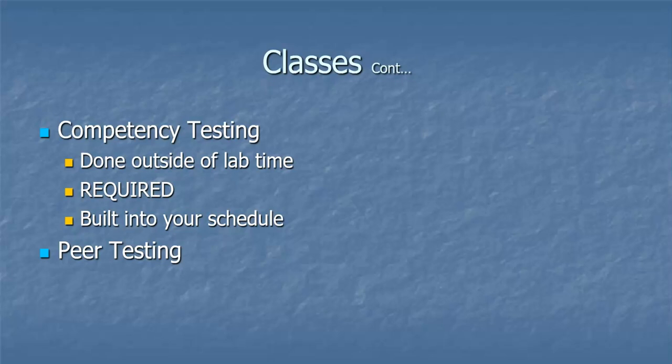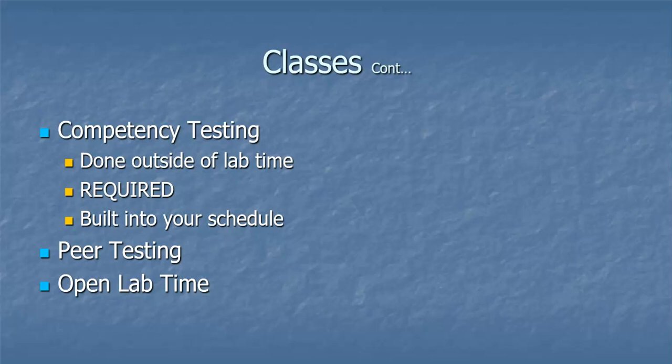Before you come to the competency test, you are going to be peer tested. That means you're going to be testing each other. So this gives you a way to kind of test each other, that you know what you're doing. If you can explain it, or if you can catch what somebody else is doing wrong, then you truly do understand the procedure or the equipment. Peer testing is also done outside of lab time, and it is also required.